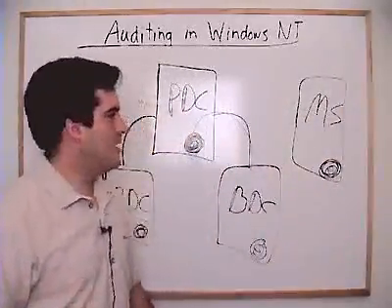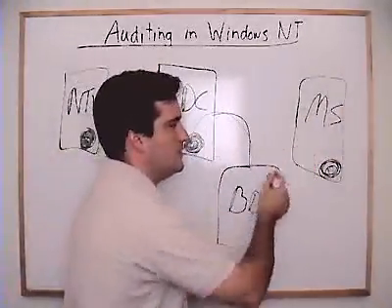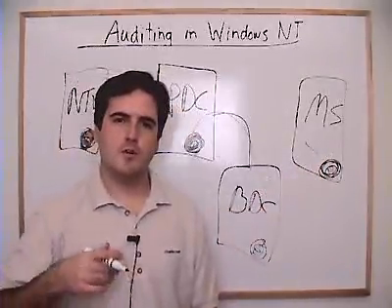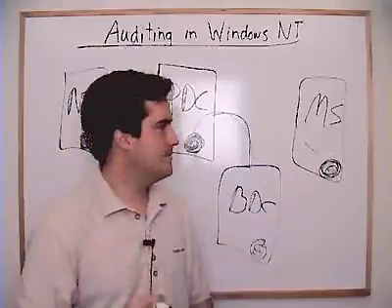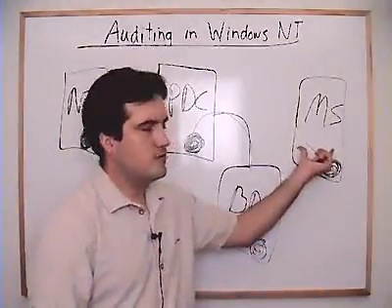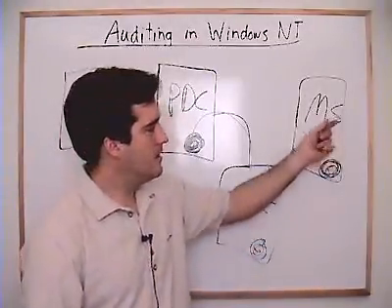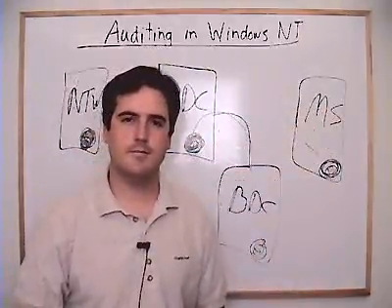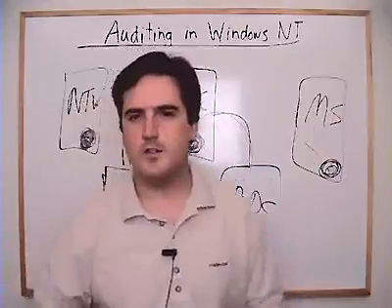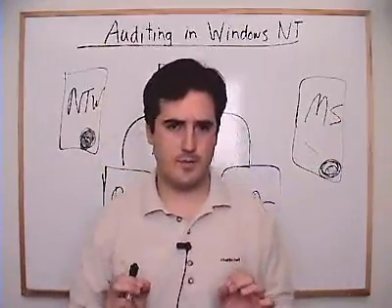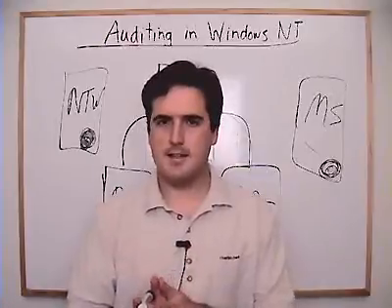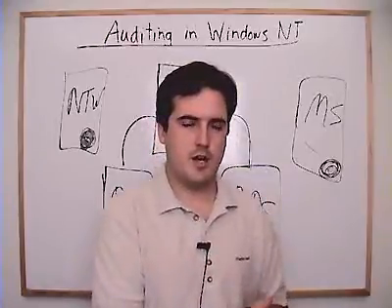And then finally, if I wanted to audit a resource on this member server over here, same as with the NT workstation. We're going to want to set auditing using the user manager for domains, setting the focus to the local directory services database. Okay, so once we have turned on the auditing with the user manager for domains, the next step is to enable auditing at each resource that we want to audit.